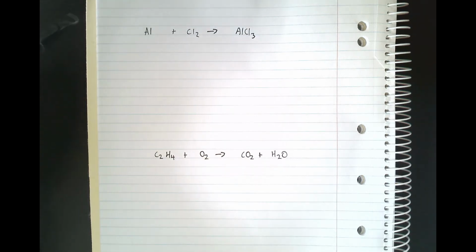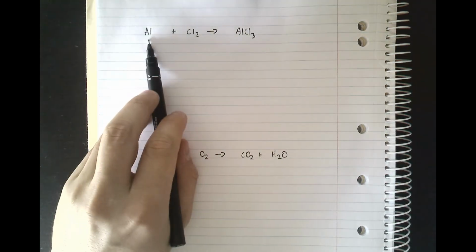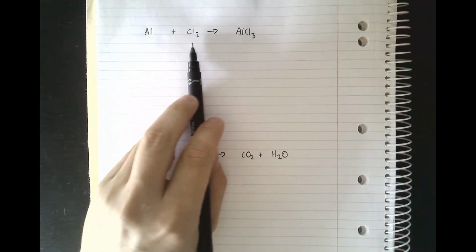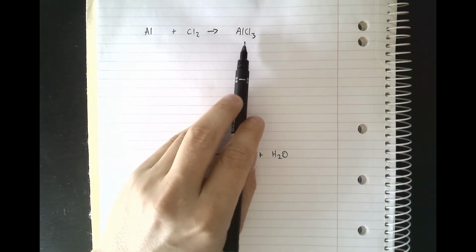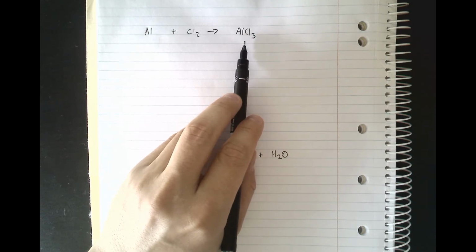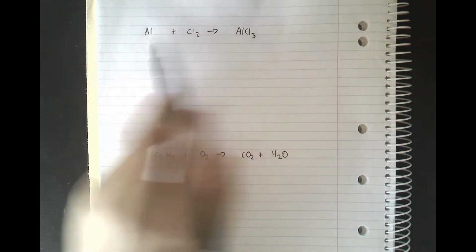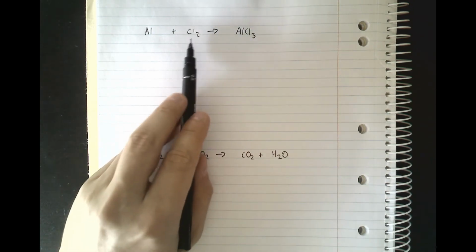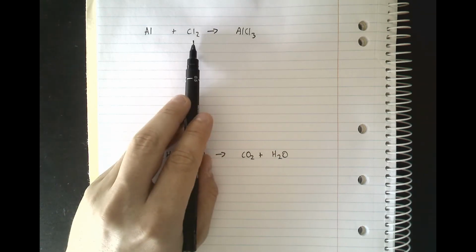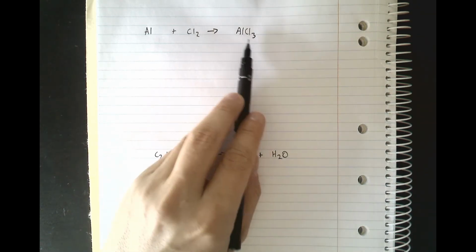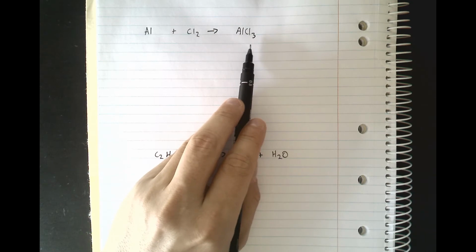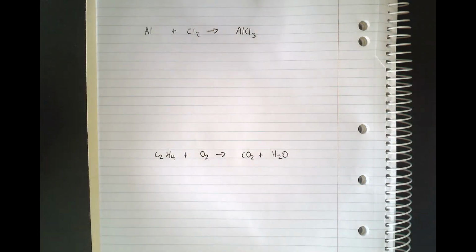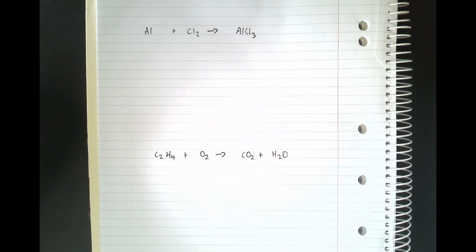So in this first problem, our 2 reactants are aluminium and chlorine gas, and they form an ionic compound called aluminium chloride. What we should notice straight away is that the aluminium atoms are balanced. There's 1 on each side of the equation. However, there are 2 chlorine atoms on the reactant side and 3 chlorine atoms on the product side. We didn't make those chlorine atoms out of nothing, so we have to balance out the equation so that there is an equal number of aluminium and chlorine atoms on either side.